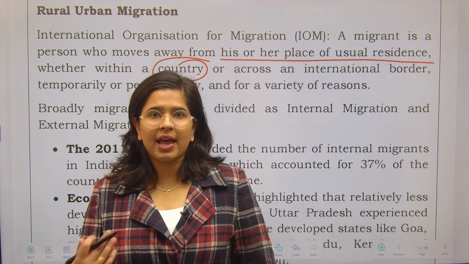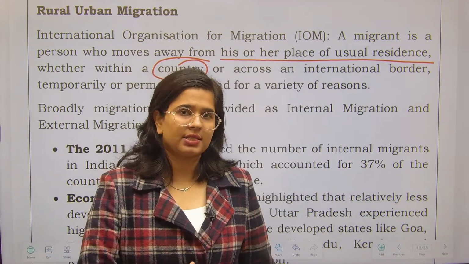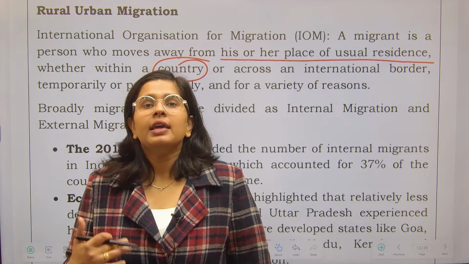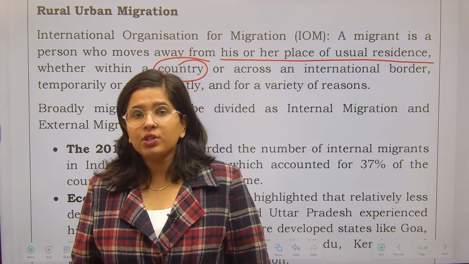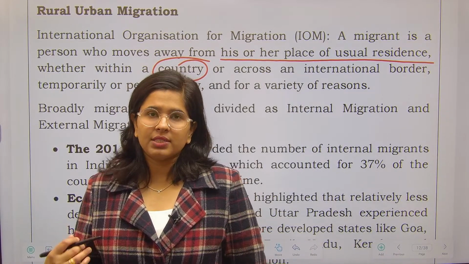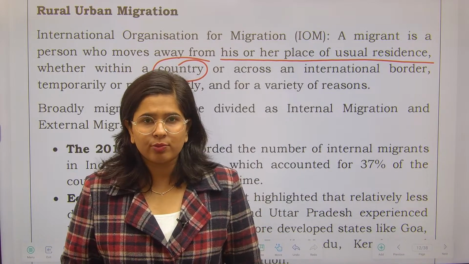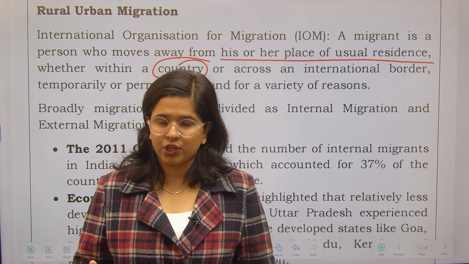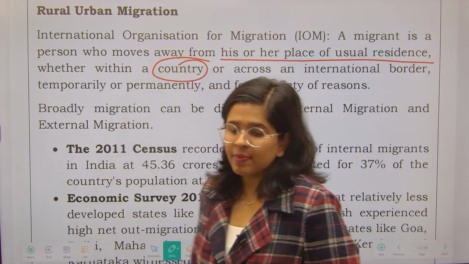For example, suppose I have migrated from UP to Rajasthan, right? So this will be called an internal migration. Suppose I am migrating from Rajasthan to, let's say, Europe, that is going to be called external migration, right? So these are the two things.